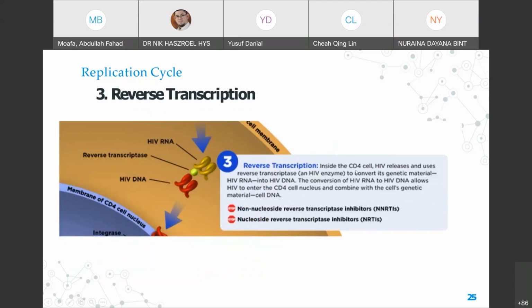So inside the CD4 cells, HIV releases and uses reverse transcriptase to convert its genetic material, HIV RNA, into DNA. The conversion of HIV RNA to HIV DNA allows HIV to enter the CD4 cell nucleus and combine with the cell's genetic material. So that will proceed into integration, and just take note of these two.